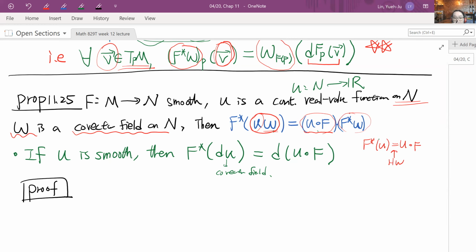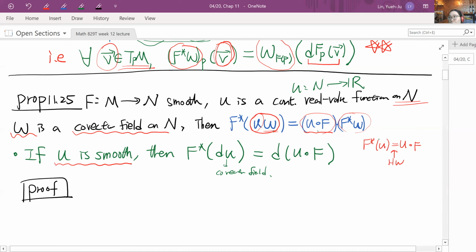Another computation involves a pullback of some differential. If this real-valued function u is smooth, then we can define du, which is the differential of this function. And it's actually a covector field, right? This is the differential, and the differential du like this is a covector field. This is exactly the homework you're doing right now.